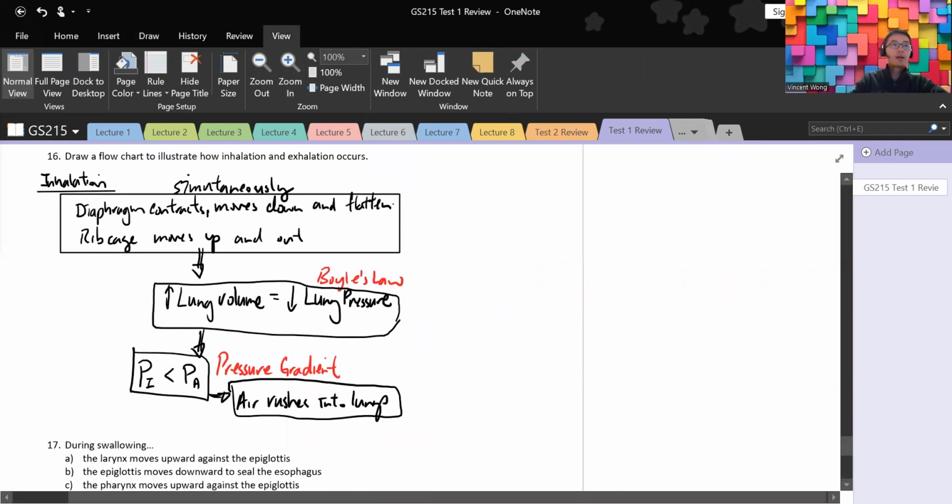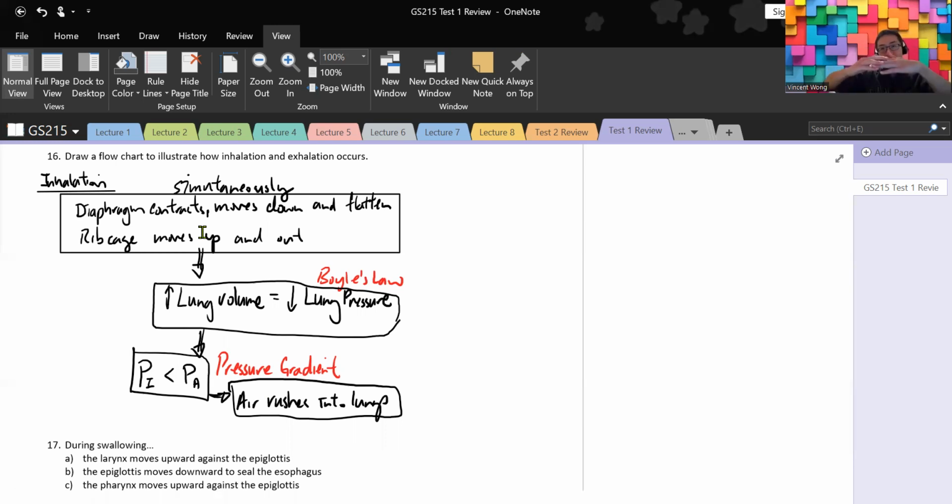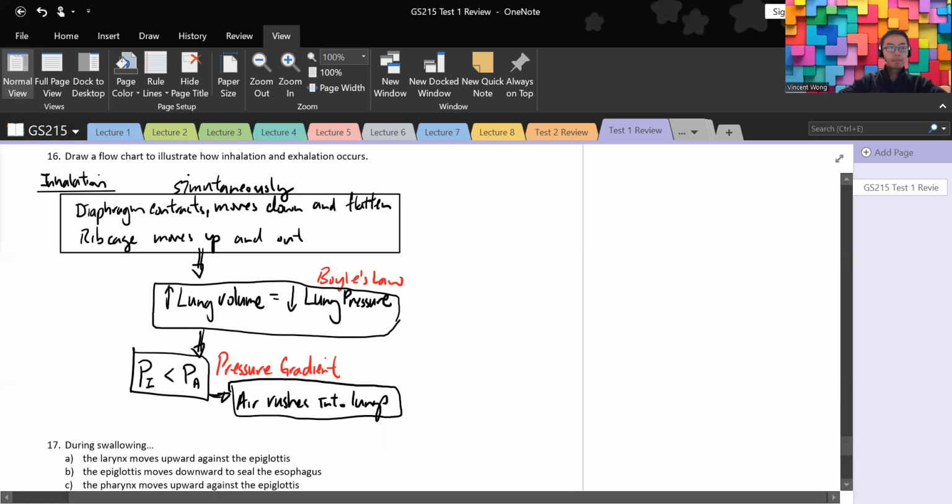Exhalation is the other way around, right? You should be able to do that on your own. The diaphragm relaxes and goes back up, dome shape. The rib cage comes down and in. That compresses the lung volume, which increases the lung pressure. When the pressure inside the lungs is greater than the atmospheric pressure, air rushes out.